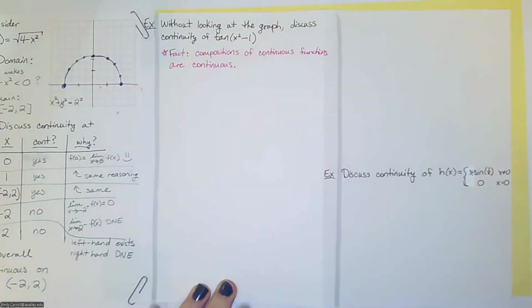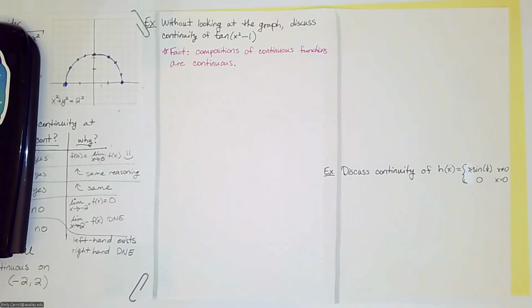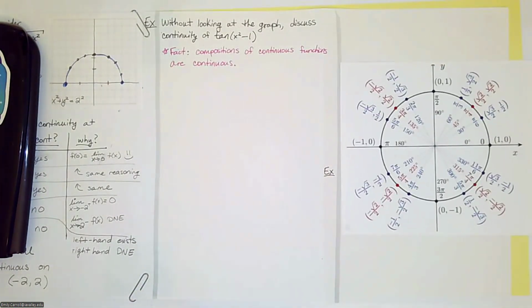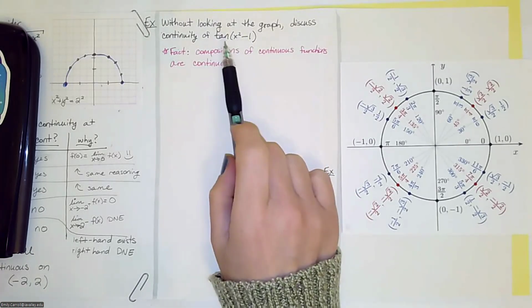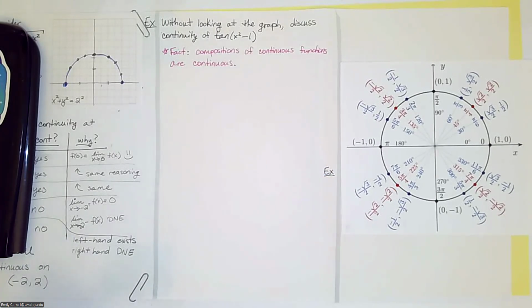Without looking at a graph, discuss the continuity of tangent of x squared minus 1. I'm going to put a unit circle over here in case we need that. A fact that you need to know is that compositions of continuous functions are continuous. If you take two continuous functions and compose them, that's always going to be continuous. So where tangent and x squared minus 1 are both continuous, the composition will be continuous.